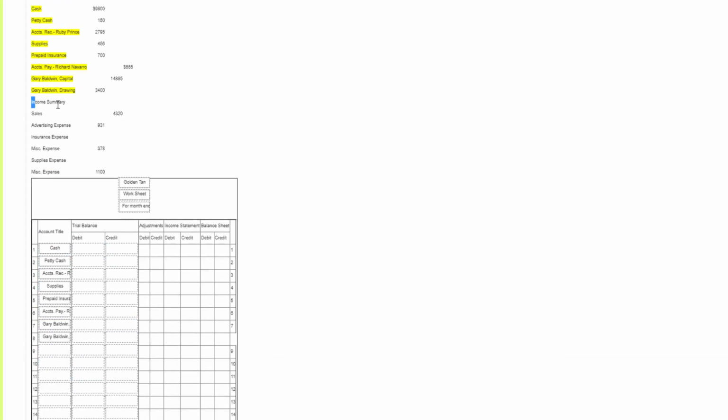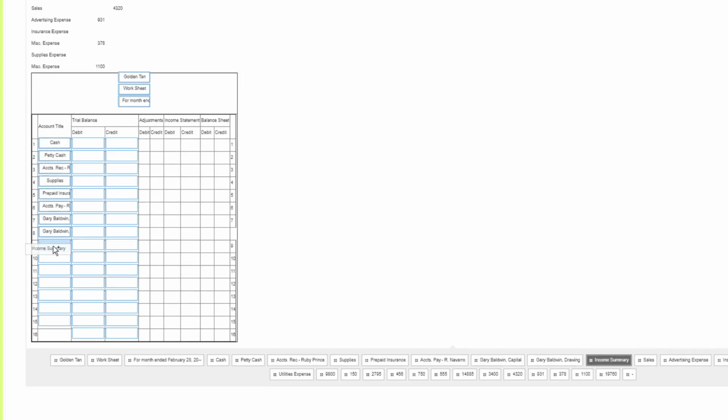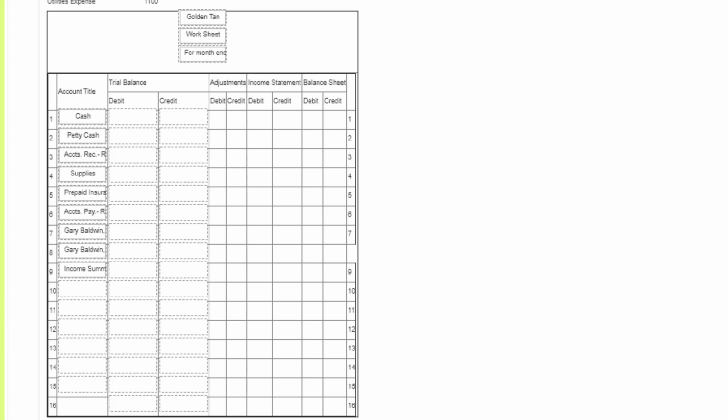Now I've got income summary. That's that imaginary line, so I'm going to drag out my income summary. And now I can continue on with my sales revenue. And then all of my expenses, remember, are in alphabetical order. So advertising, insurance, miscellaneous, supplies, and utilities. So I'm just finishing out my chart of accounts. Sales is my revenue, and then in alphabetical order, all of my expense accounts.